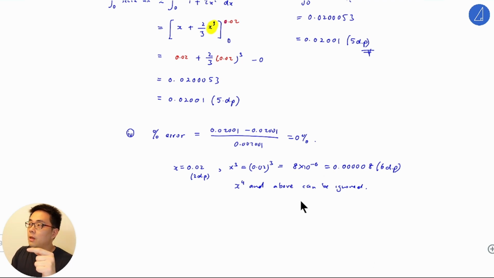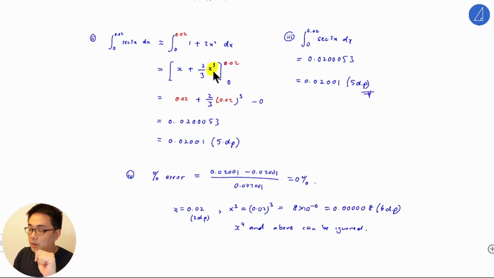I repeat, the rationale is very simple. You look at this x cubed here. If you're using 0.02, which is very close to 0, and because 0.02 cubed is 6 dp, in other words, 7 dp and above is actually not relevant in your estimate. So that's why the estimate is accurate. Okay, so that's the rationale. That is what the question is trying to ask. They're asking how come it's so accurate.